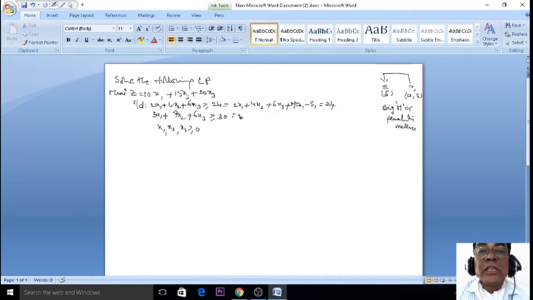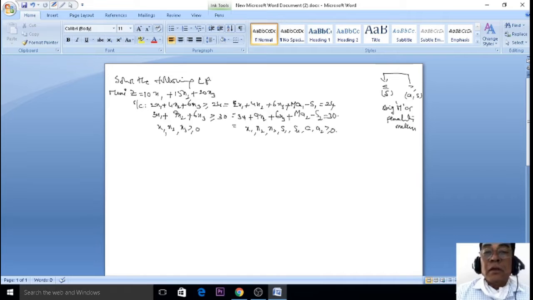So the second constraint is 3x1 plus 9x2 plus 6x3, greater than or equal to: plus A2 minus S2 equal to 30. So x1, x2, x3, S1, S2, A1, A2 are greater than or equal to 0. How to convert the objective function?